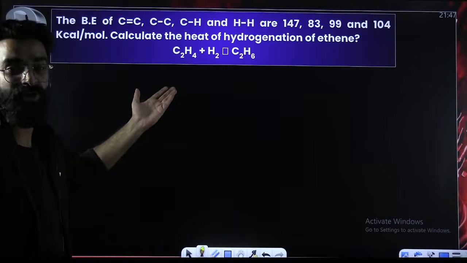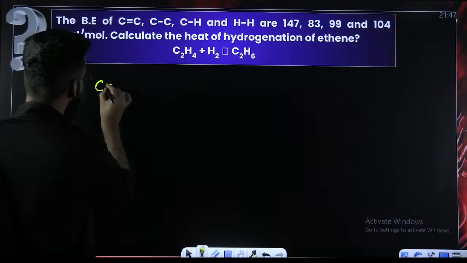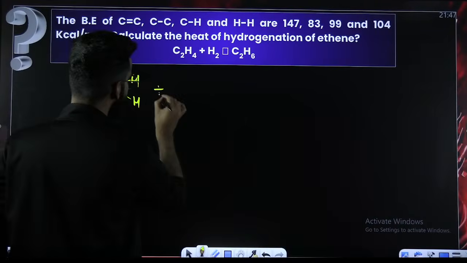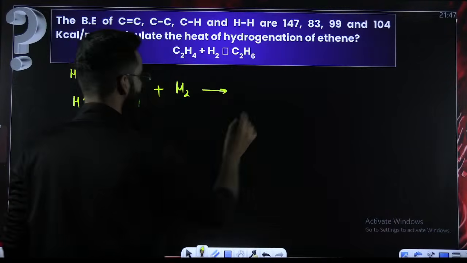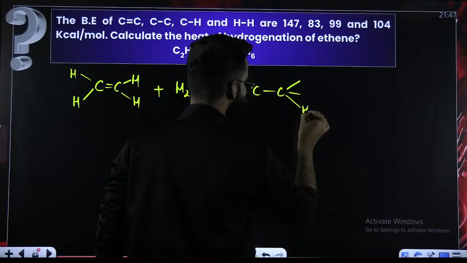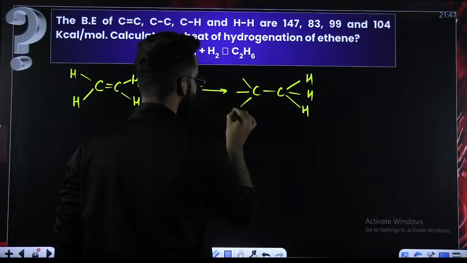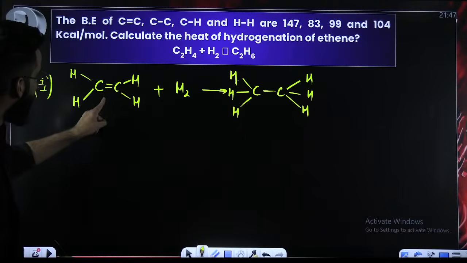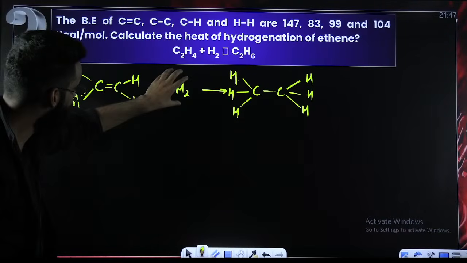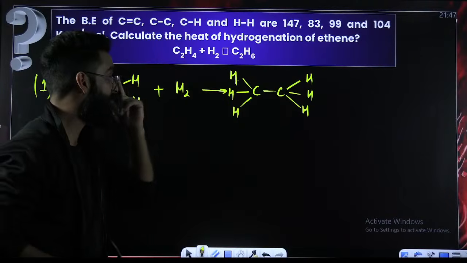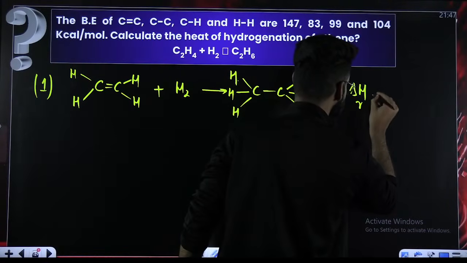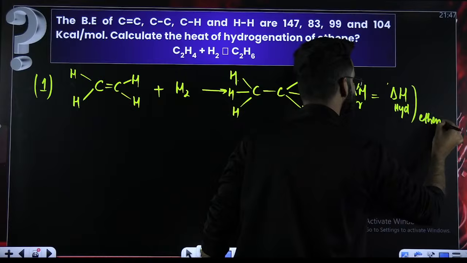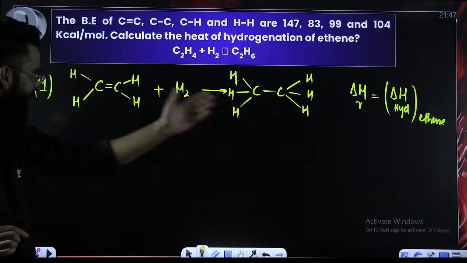Calculate the heat of hydrogenation of ethene. First of all, take ethene. You are doing its hydrogenation. What will you be getting? You'll be getting ethane. So 1 mole of an unsaturated organic compound undergoes hydrogenation and gets converted into a saturated compound. The enthalpy of this particular reaction is what you call the enthalpy of hydrogenation of ethene. So basically, we have to calculate the enthalpy of this reaction.